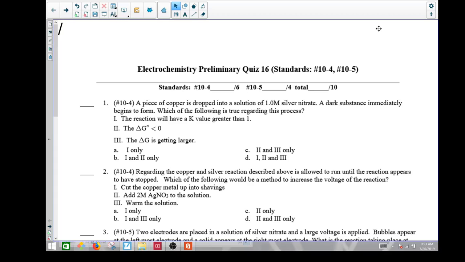Good afternoon, this is Schweitzer, and we're going to do a little preliminary quiz for quiz 16 answers and move along relatively quickly here.